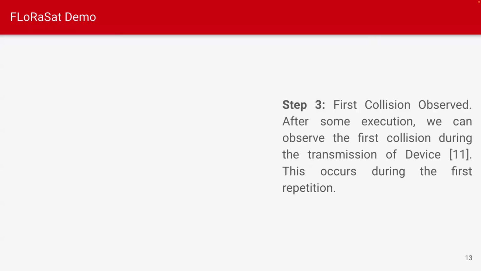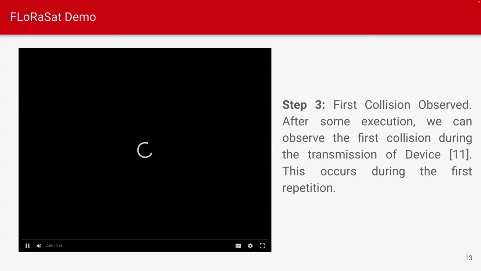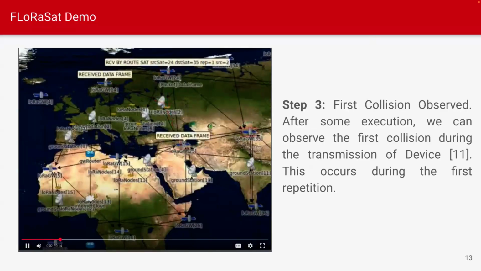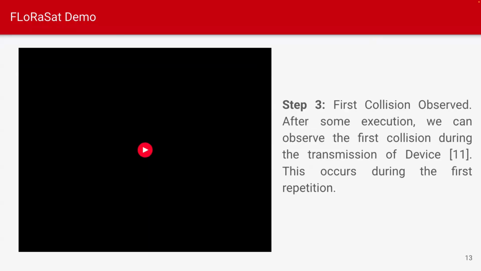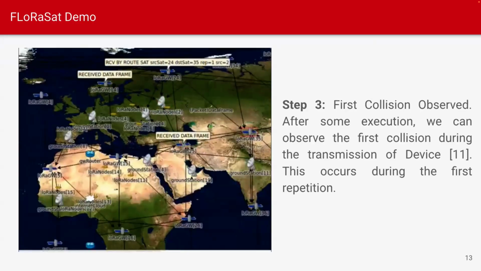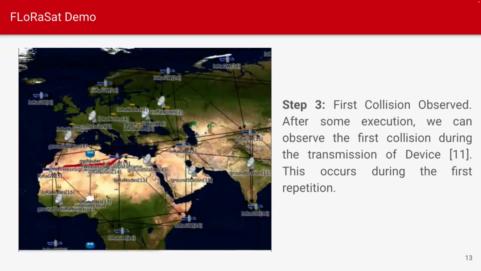Okay. So now we will observe some collisions. What happened is that the device here, voilà, we will have a collision here because this device and this device here wanted to transmit to the same satellite. In fact, this is the first repetition. So both wanted to transmit data at the same time. They have a random time, but the random time is not enough for them to avoid a collision here.